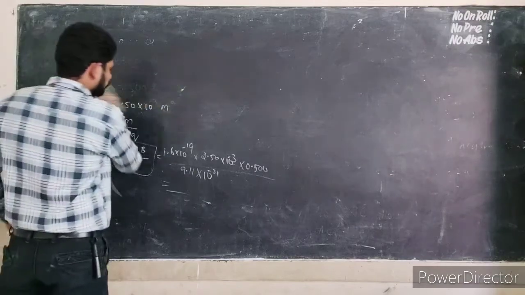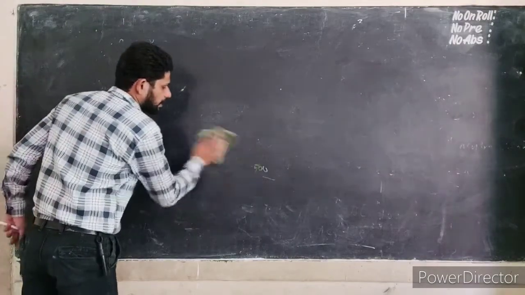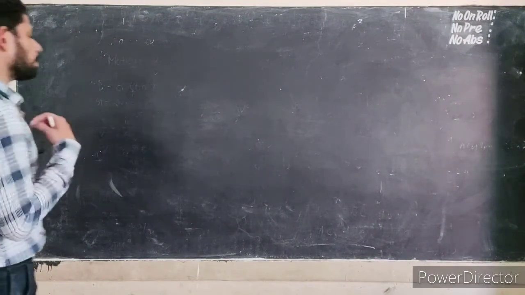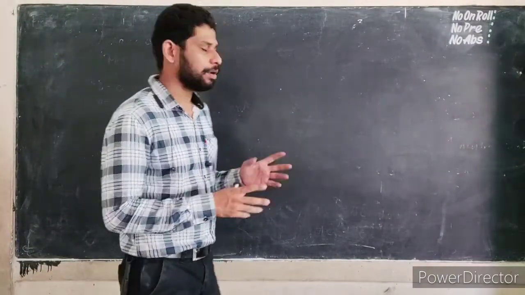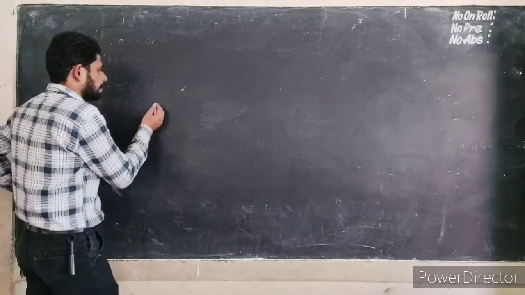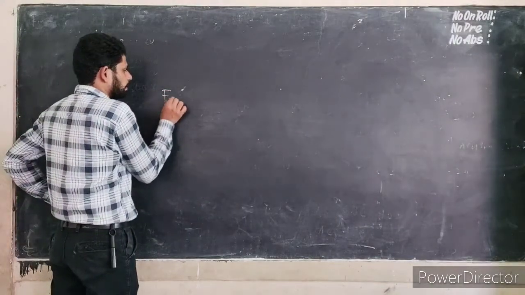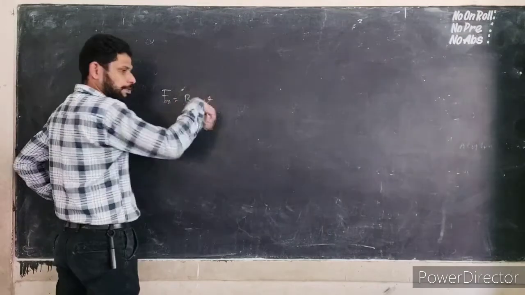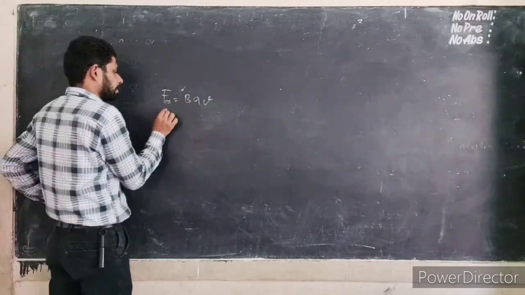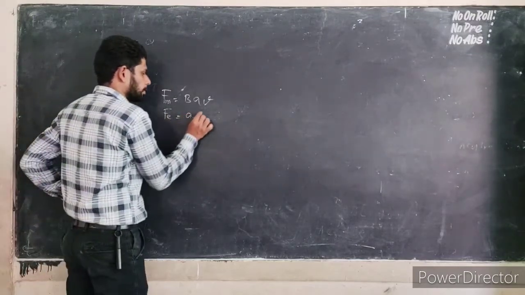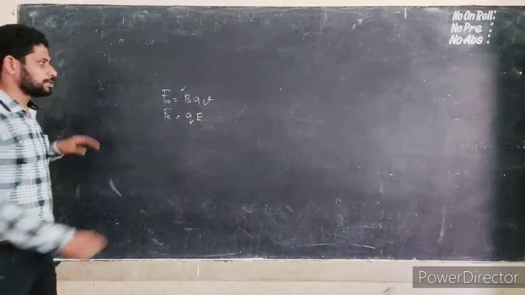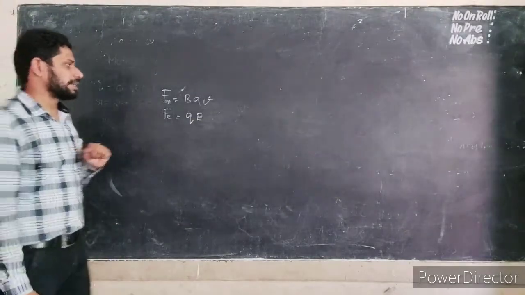Now, what happens to the motion of the charged particle when it is not perpendicular to the magnetic field? If both the magnetic force and the electric force act on the charged particle, the magnetic force will be equal to BQV when it goes in the perpendicular direction. The electrostatic force will be equal to QE.